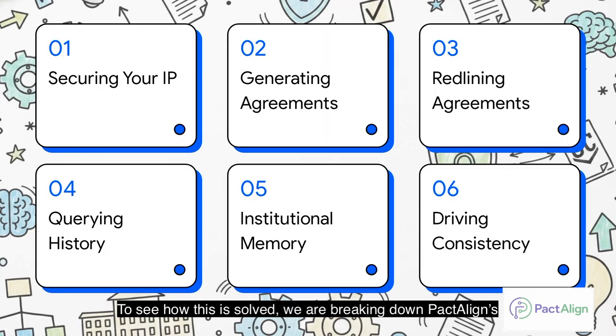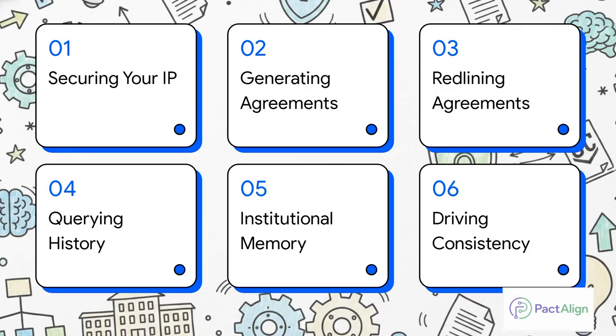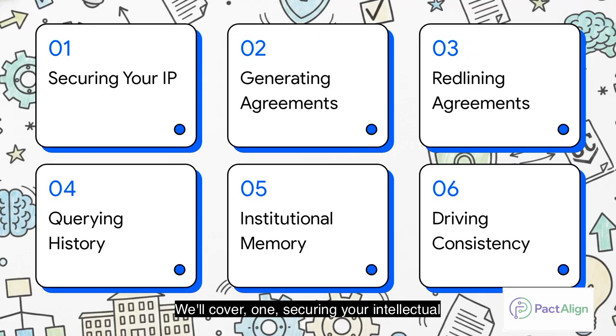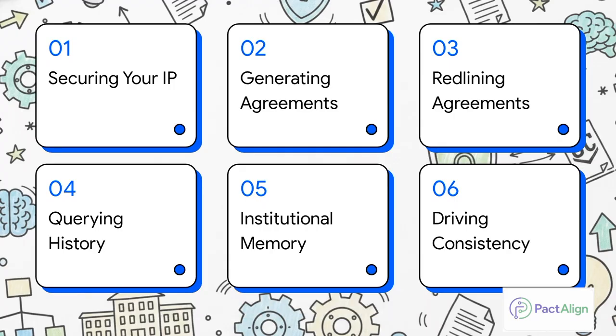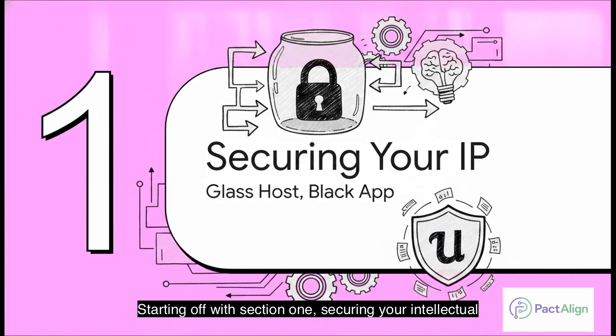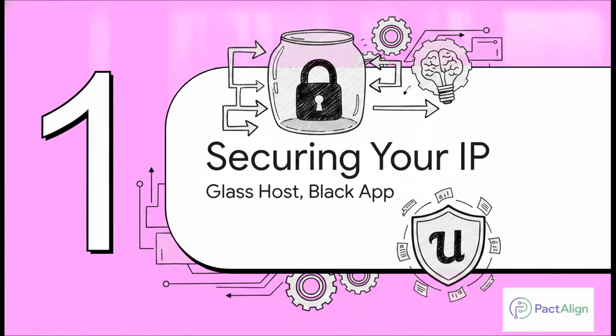To see how this is solved, we are breaking down PactAlign's 6 core workflow capabilities today. We'll cover 1. Securing your intellectual property, 2. Generating agreements from text, 3. Redlining with approved language, 4. Querying historical deal terms, 5. Preserving institutional memory, and finally, 6. Driving consistency across TTOs. Starting off with Section 1, Securing Your Intellectual Property, focusing on the glass-host black-box architecture.